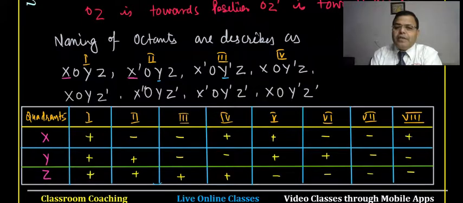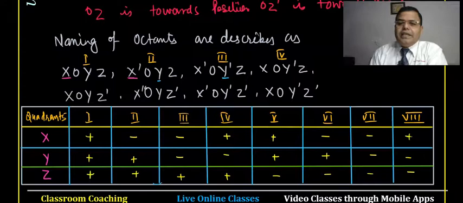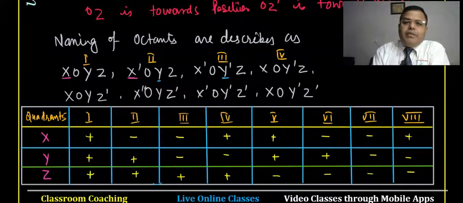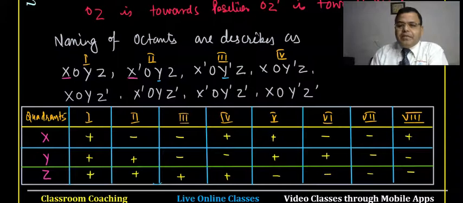And another 4 is z dash. Just put here in place of z, you will get z dash. And then another 4 octants will be there. So all these are 8 octants, and names are like this. You can think about it and you understood how the sign convention is.